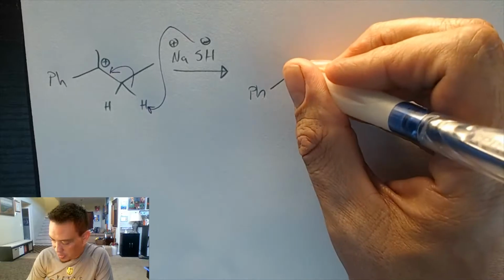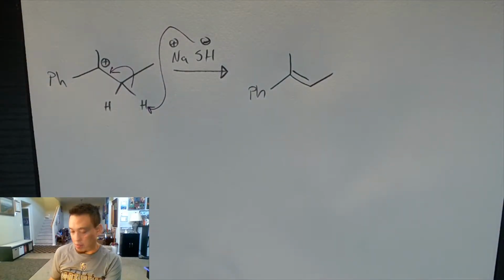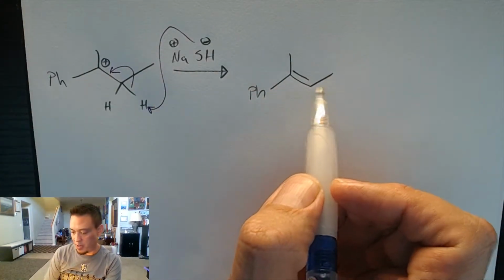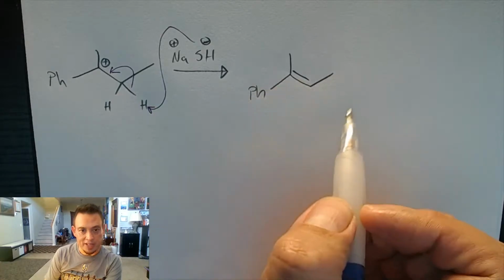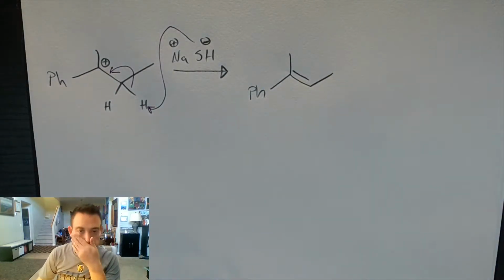And then this is your major product here, like that. And then minor products would have been the double bond here, minor, and then the double bond where it's a cis alkene would have been another minor product possible too. So, all right, there's that one.